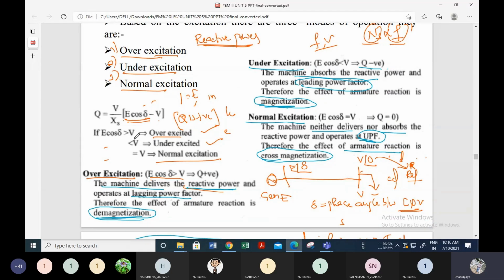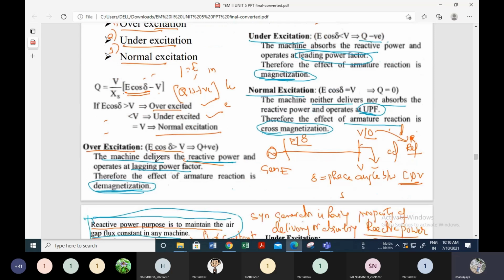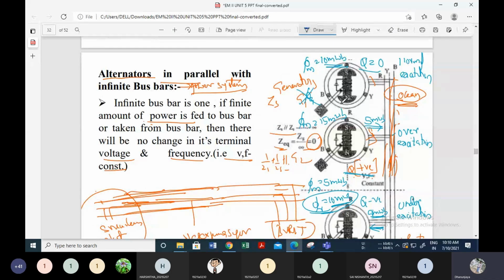When E cos delta is greater than V, we can say that it's overexcited. When it is less than V, it is underexcited. When it is equal to V, it is normal excitation. In the overexcitation case, it has more than a sufficient amount of reactive power, so it is going to deliver the extra reactive power to the bus bar.